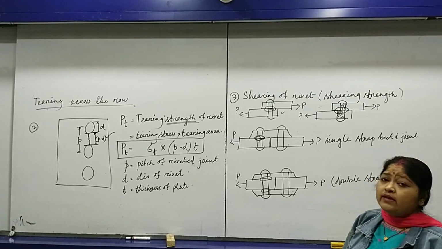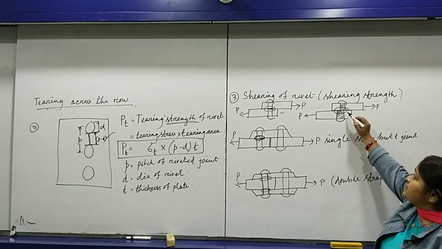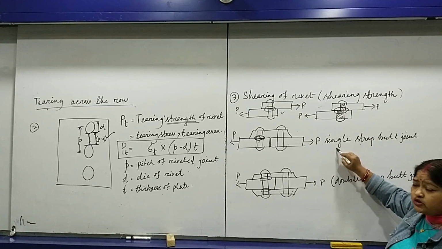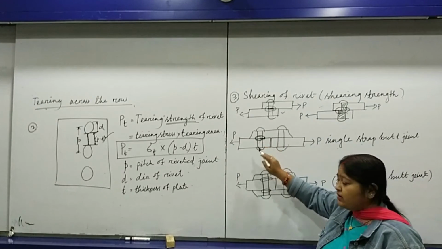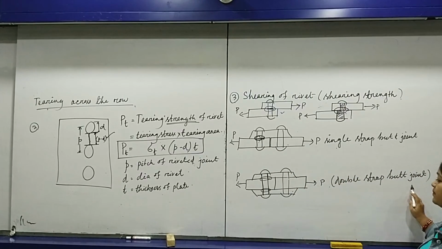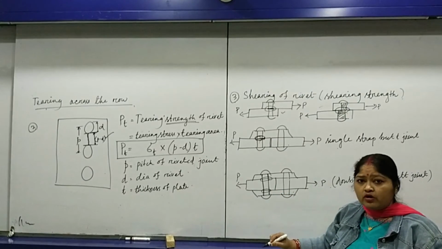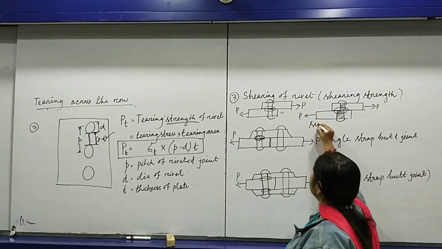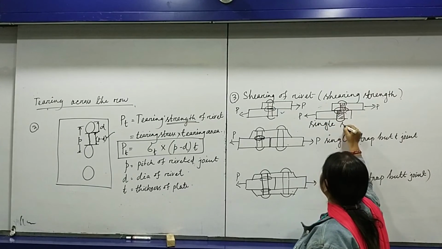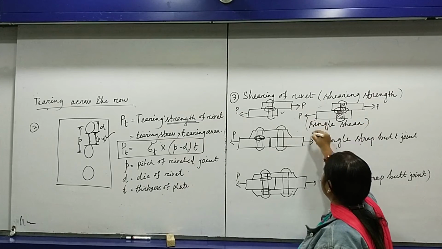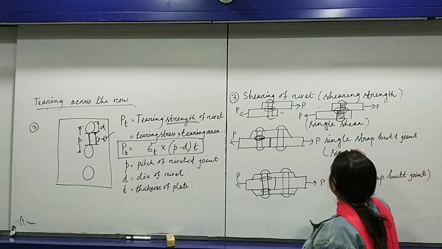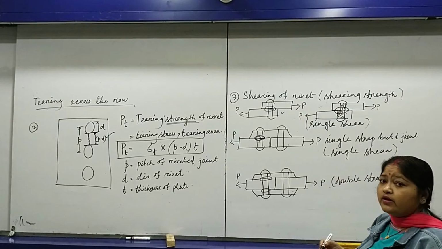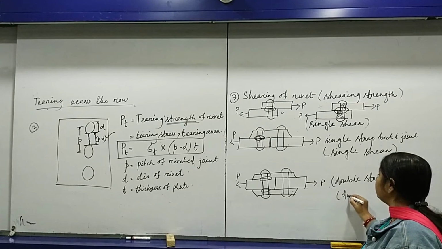Hence, in a riveted joint, in the lap joint, the shearing is a single shear. In a single strap butt joint, here also single shear. But in the case of a double strap butt joint, double shear will occur. Shearing takes place at two surfaces of the rivet. Here it is single shear. Here also it is single shear. But in a double strap butt joint, double shear will occur.